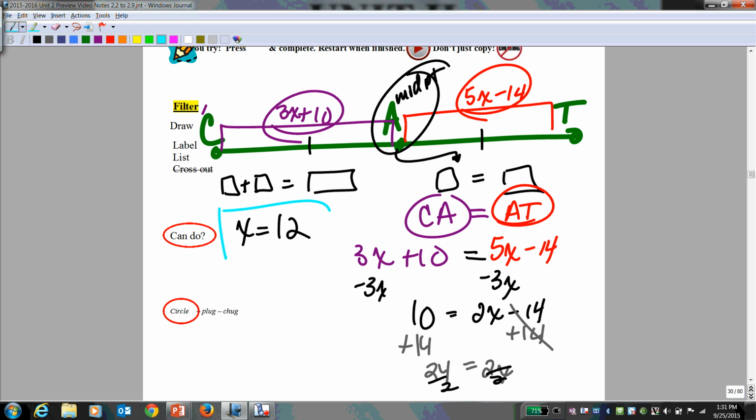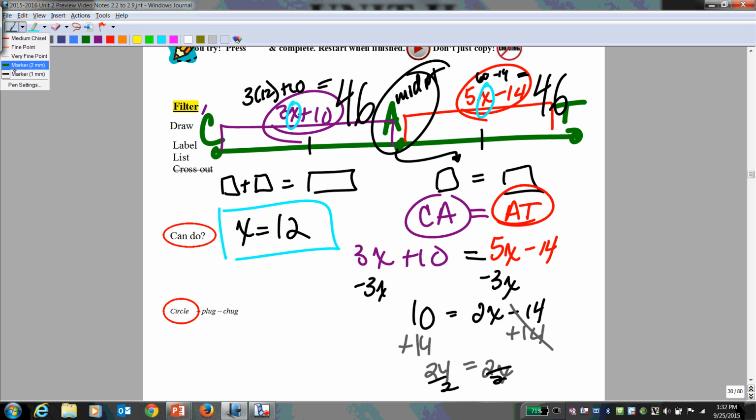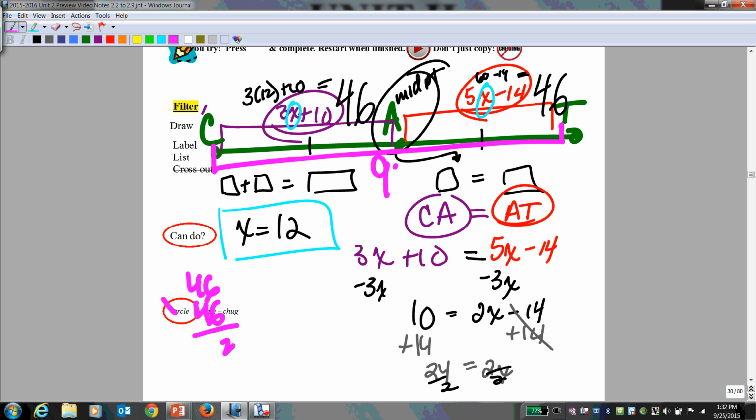Now you're not done. This is not algebra class. Life does not end with an x. So we're going to take that value of x and plug it in right here. That's going to be 3 times 12, which is 36 plus 10. That is 46. Let's check this one out. 5 times 12, that's 60 minus 14. That's also going to be 46. Hopefully you didn't overlook this one here all the way down, which is 46 plus 46, 92.